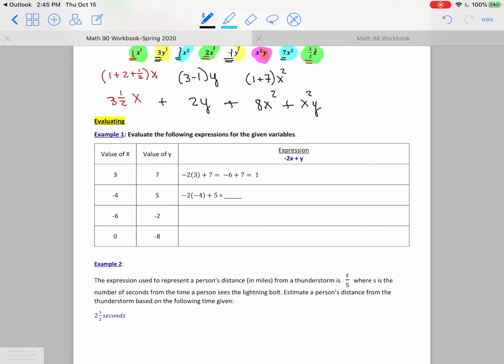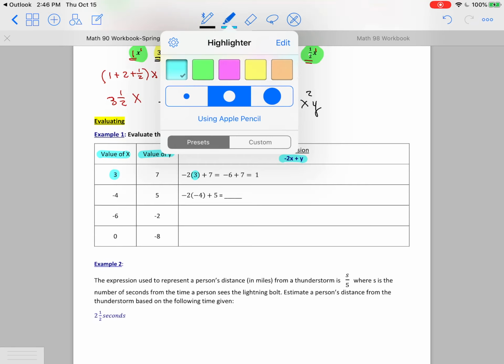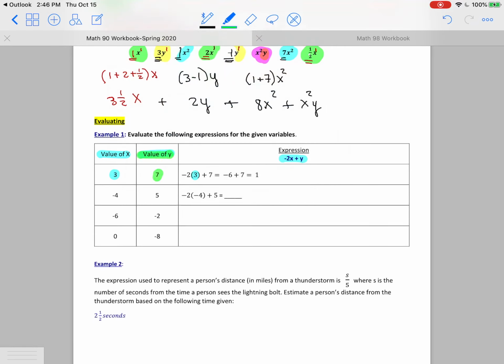All right, guys, so now let's get on to evaluating an expression. When we evaluate an expression, remember that all we're doing is just plugging in values. So here's a value of x, value of y, and here is our expression that we're plugging them into. You can see here, when x was 3, we plugged it in right where the x would have been in the original expression. Okay, and where there was a y, let's change that to green, we put in a 7, and then we're just doing the math. A negative times a positive is a negative, so negative 2 times 3 is negative 6, plus 7 is 1.